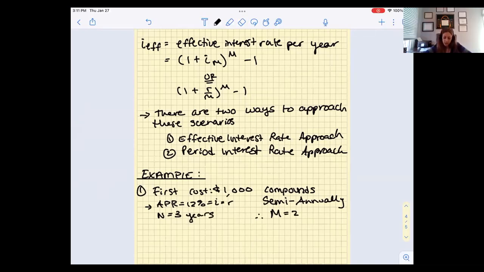So the first thing I would do is ask, what's the interest per compounding period? I'll take the rate that they gave me and divide it by how many times it compounds. And I get 6%.